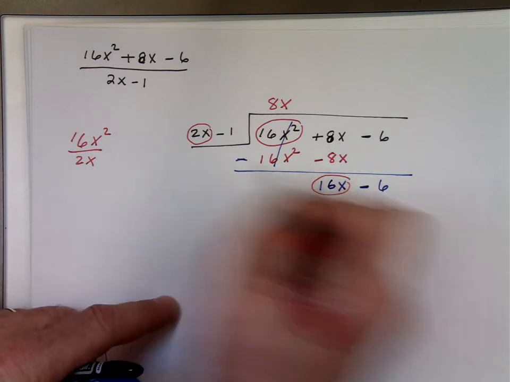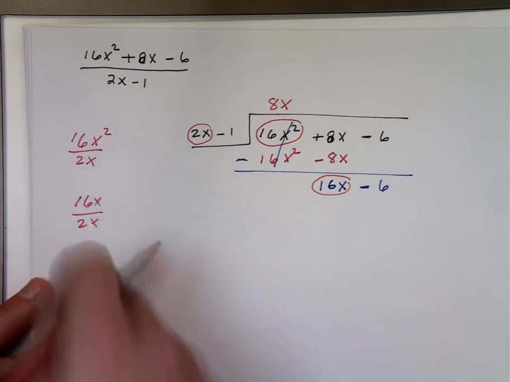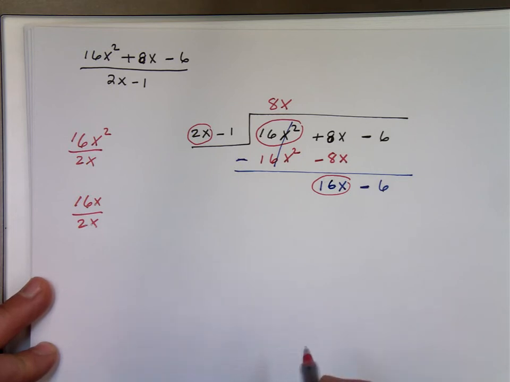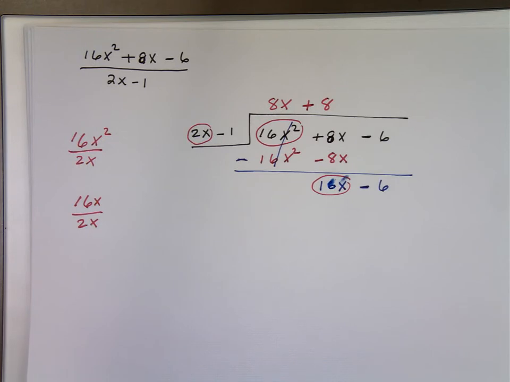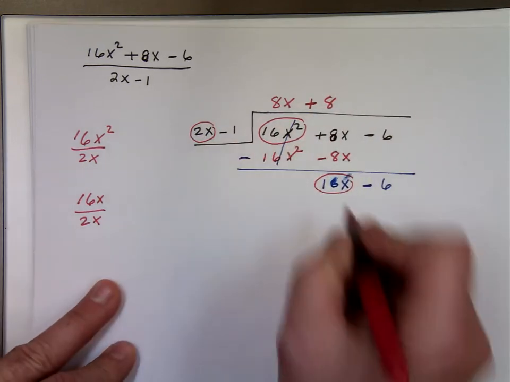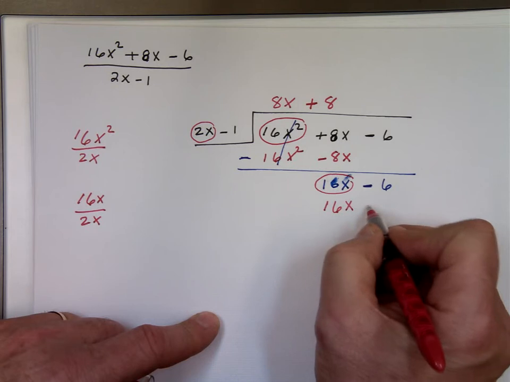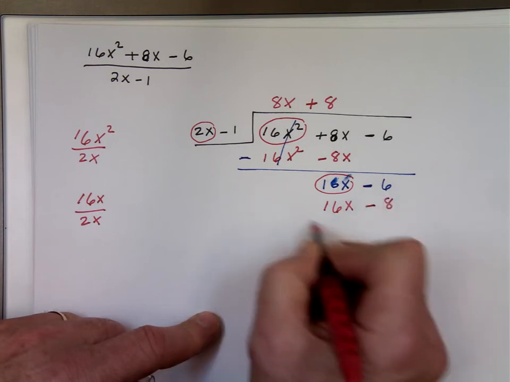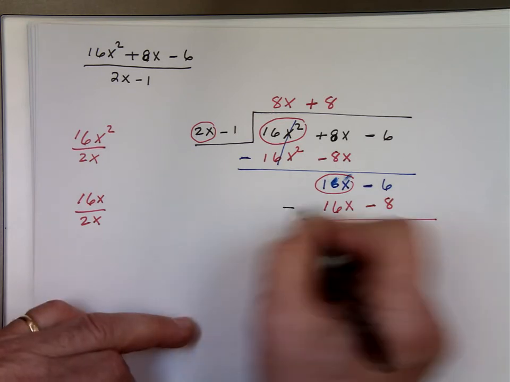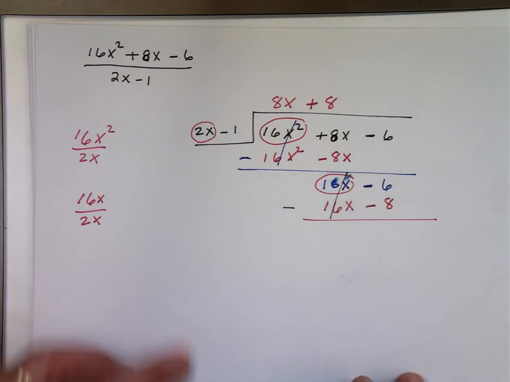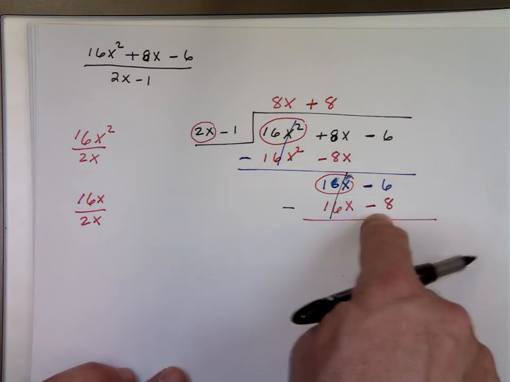What is 16x over 2x? 8, not 8x, 8. What's 8 times 2x? 16x. What's 8 times a minus 1? Negative 8, right? So here's my answer. Let's subtract them. 16x minus 16x, gone. What's negative 6 minus a minus? That's a plus. What's negative 6 plus 8? Plus 2. That's your remainder.